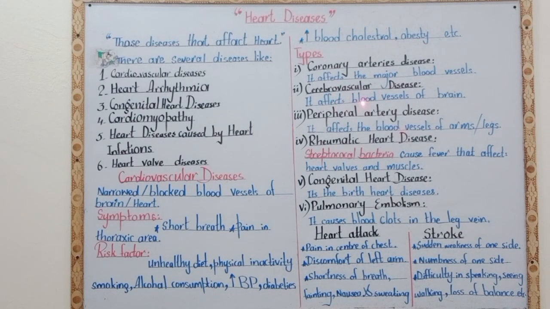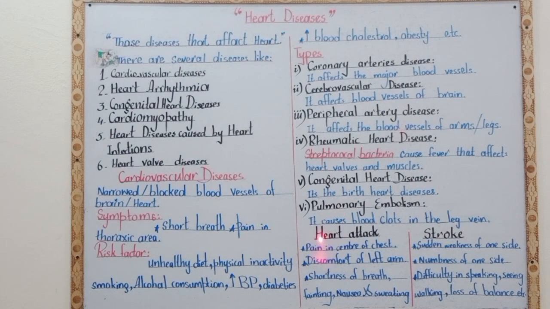Cerebrovascular diseases affect the blood vessels of the brain. The word cerebral means brain, so these diseases are related to the brain, to the blood vessels that supply blood to the brain. Peripheral artery diseases affect the blood vessels of peripheral areas, for example arms and legs. Rheumatic heart diseases: streptococcus bacteria cause fever, and this fever causes weakness of the heart valves and muscles. Congenital heart diseases are diseases of the heart present from birth. Pulmonary embolism causes blood clots in the leg vein.